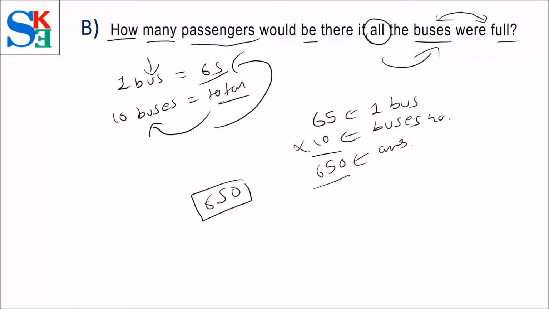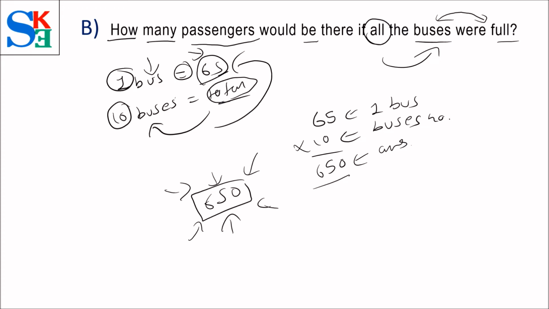Although this was very easy to understand, I'm still going to round up how I got this answer. So one bus is equal to 65 passengers, and 10 buses is the total number of buses. If all the buses are full, that means all the buses have 65 passengers, so I multiply them together and I will get my answer. I hope you understood B. Now I'm going to move on to question C.